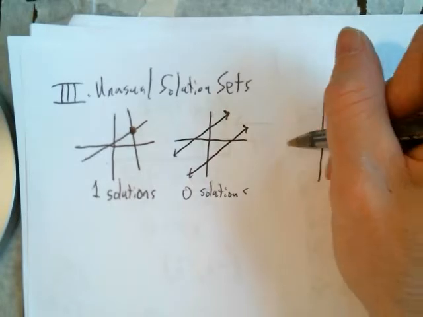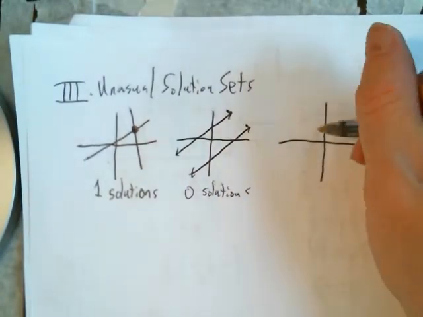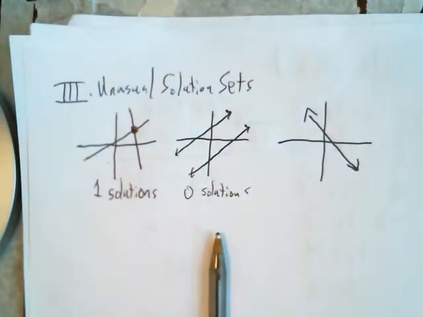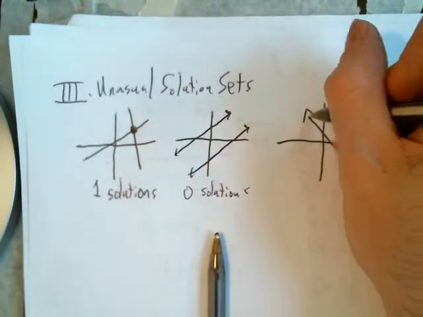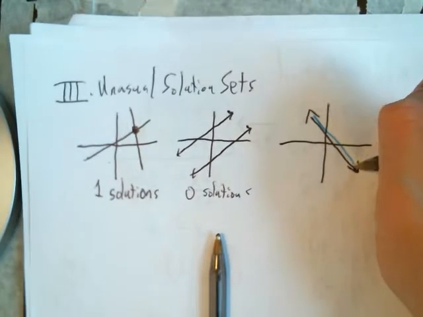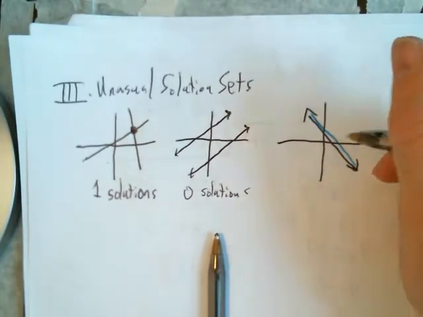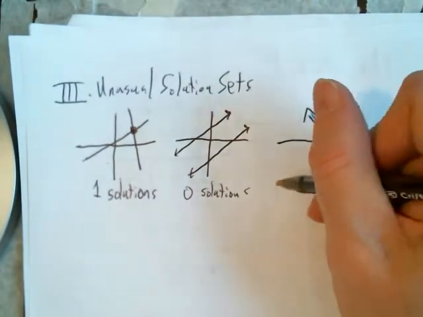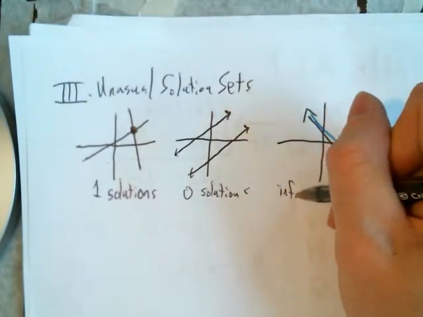Okay. The third case is the infinite solution case. You may have heard me say that when you're doing the substitution method, you don't want to put the equation right back into itself, because you'd end up with infinite solutions. Okay, and that's this case here, where both equations in the system are the same. Okay, you have infinite solutions.